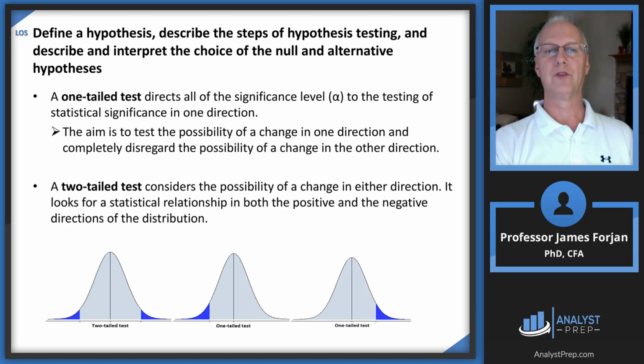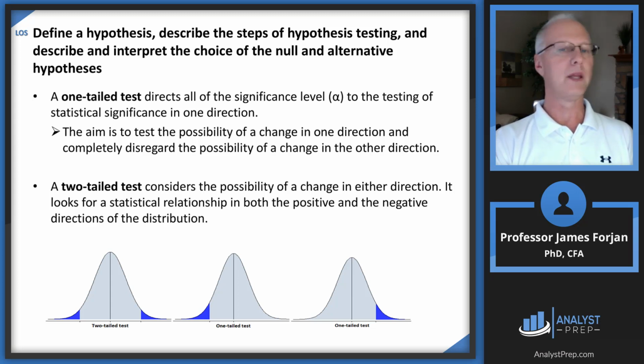Now here's some good pictures of one and two-tailed tests. So look at the bottom of the slide. There are three normal distributions. On the left, there's a two-tailed test because right in the middle, that's the mean. A two-tailed test means that we're worried about going in both directions. And so the alternative hypothesis in a two-tailed test is always going to be that they are not equal, which means they could be greater than or less than.